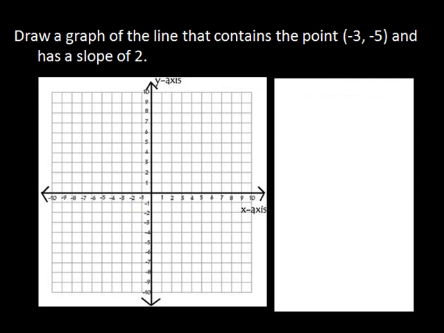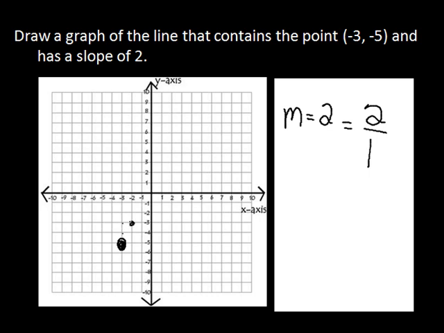So let's draw a graph of the line that contains the point negative 3, negative 5, and has a slope of 2. So the first thing we're going to do is graph this point, negative 3 and negative 5. So here we are. Now we have a slope of 2, so that means m equals 2, but we need to know what the rise over the run is, so we need to write that as a fraction. So that means we're going to rise 2 and run 1 from this point, not the origin, from this point. So let's rise 2, 1, 2, and run 1.